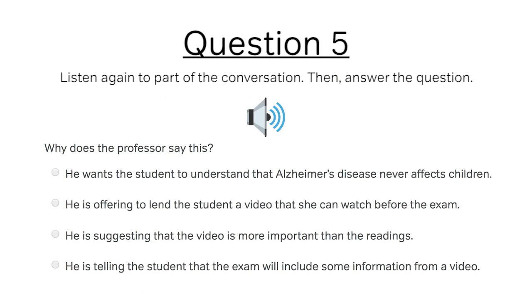Listen again to part of the conversation, then answer the question. And notice that you only need to review about half of the supplemental readings, just the ones that focus on adult psychological development, and the video on Alzheimer's disease, the brain disorder in elderly people. See, I marked it right here. Why does the professor say this?